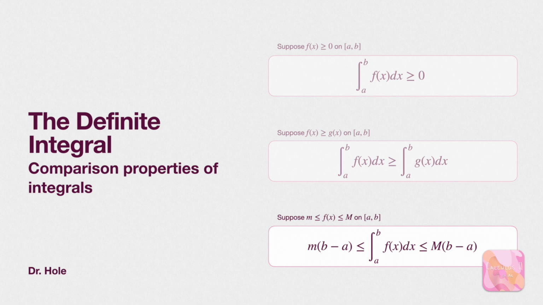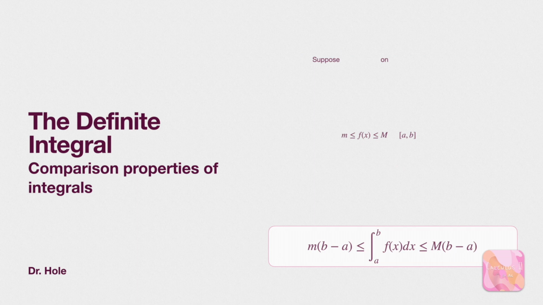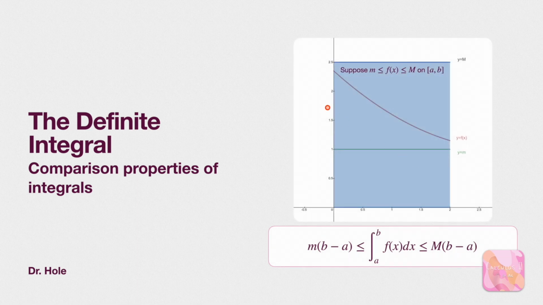And this last one is a little bit more involved, but it's essentially the same as the previous. And this third one is going to be important to us later in the course. So let's use some care here. The assumption that we're making is that we have an integrand which is always bigger than some value, and an integrand which is always smaller than some other value on a given interval.